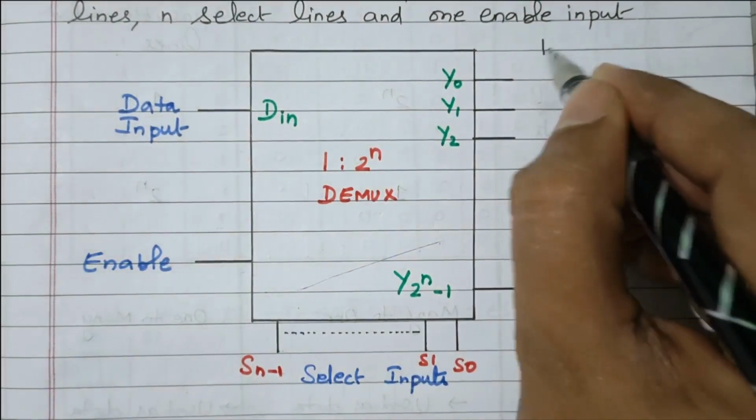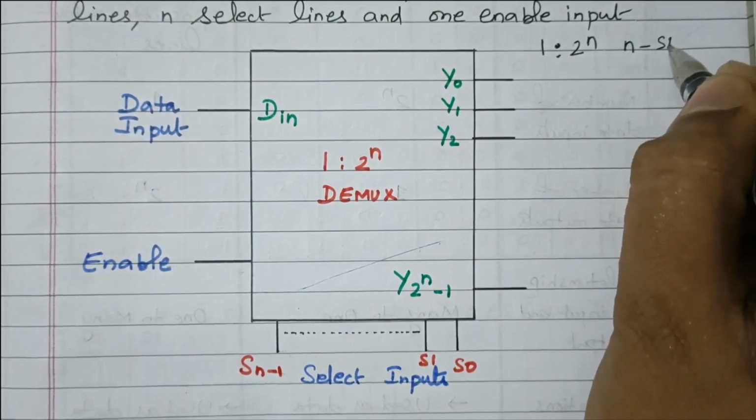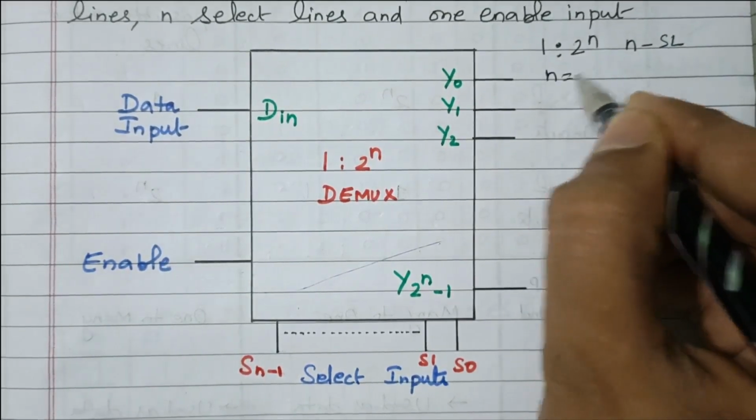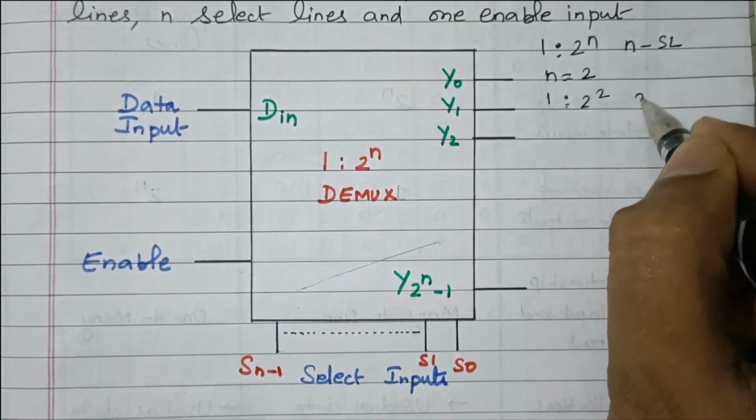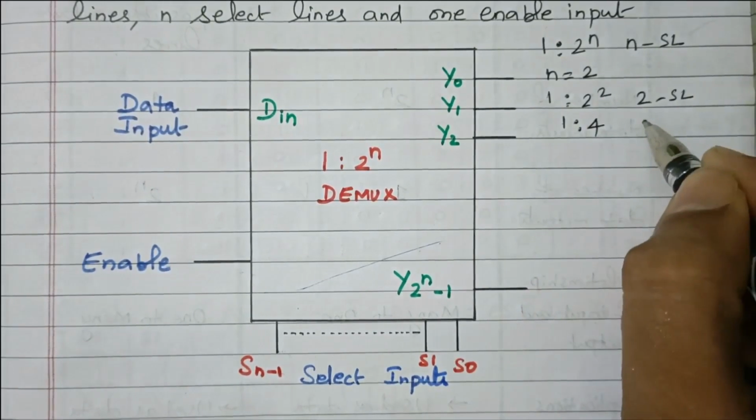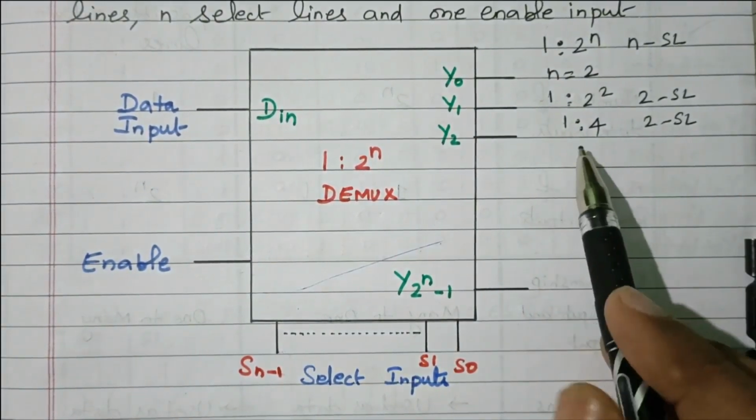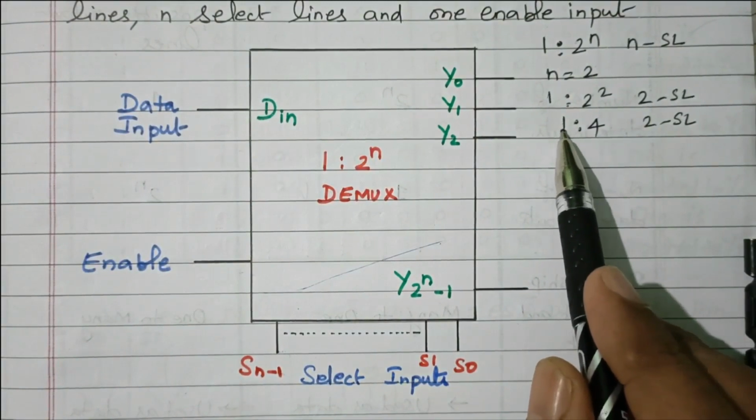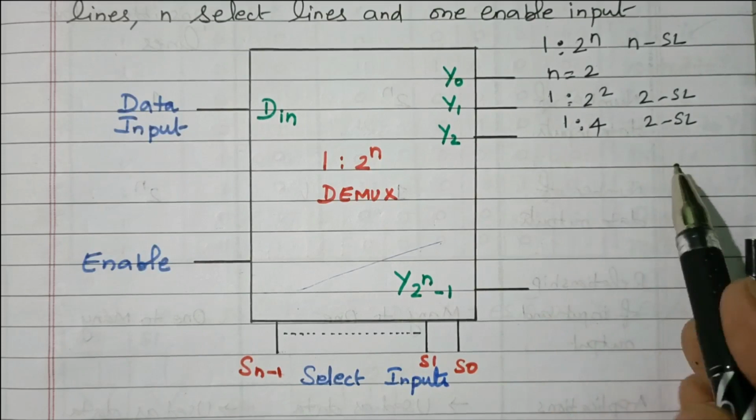So we know that it is 1 to 2 to the power n with n selection lines. Let us consider n equal to 2. So 1 to 2 to the power 2 with 2 selection lines. That is 1 to 4 and 2 selection lines. Let us consider this example demultiplexer: 1 input and 4 outputs. This is controlled by 2 selection lines.